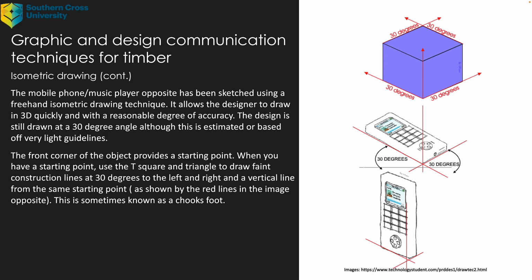When you have a starting point, use the T-square and triangle to draw faint construction lines at 30 degrees to the left and right, and a vertical line from the same starting point, as shown by the red lines in the image opposite. This is sometimes known as a chook's foot.